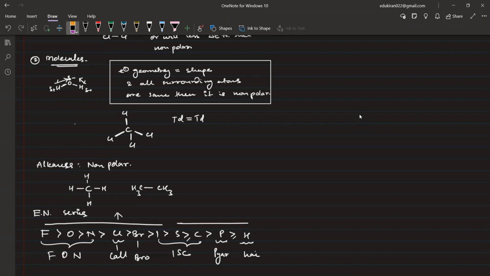Please write this down if you want to write it and let me know. This is an important point, okay? If electronic geometry is equal to shape and all the surrounding atoms are the same, then it is non-polar.